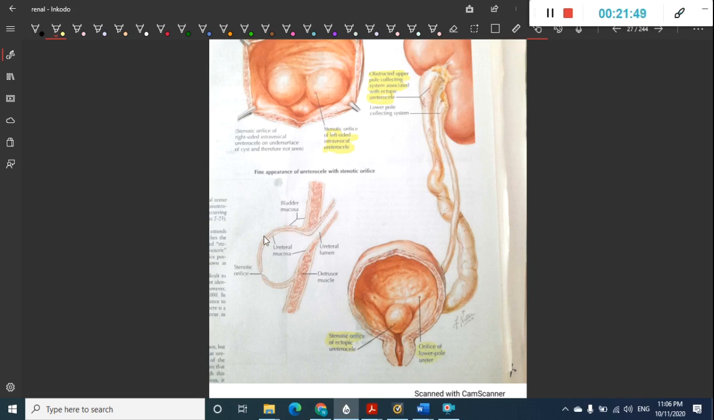Okay, so if you see, this is the ureteric mucosa, ureteral mucosa, and this is the ureteral lumen, and this is the ureterocele.